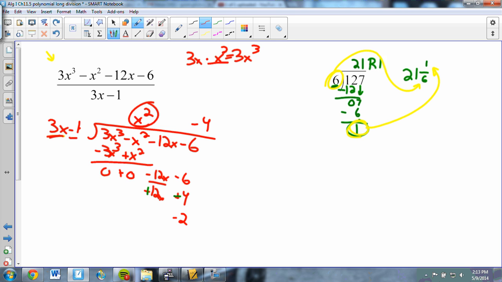Oh, negative 6 minus 4 is negative 10. I did that wrong in one of my classes also. Negative 6 minus 4 is negative 10. Since there's nothing left to drop down, my answer becomes x squared minus 4. And then the remainder is minus 10 over 3x minus 1.